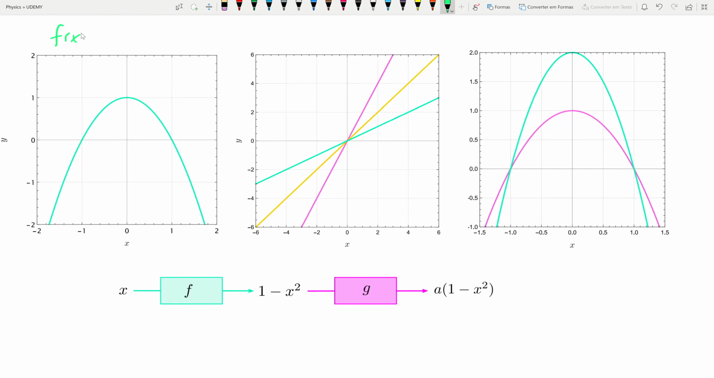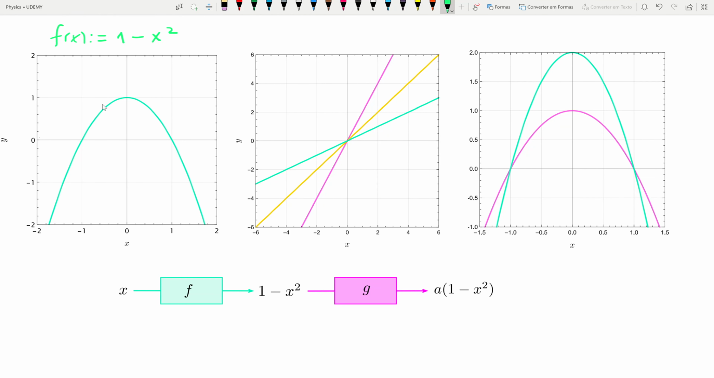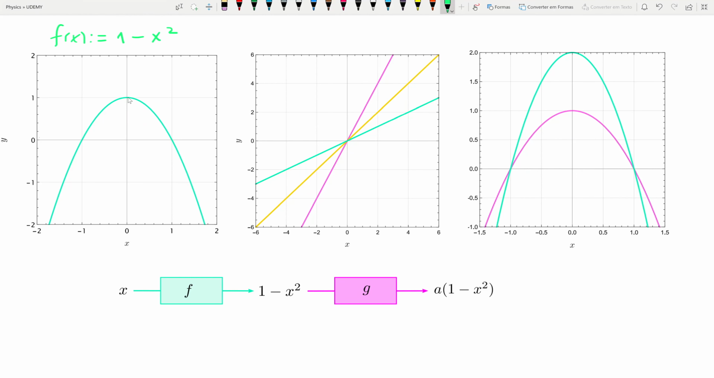The starting function for our first example is a function f of x, which is equal to 1 minus x squared. We already have seen this function, and recall that the graph is given by this mountain. Here's the horizontal axis, here is the vertical axis. The domain of this function is all real numbers, while the range goes from minus infinity up to the top of the mountain, which is at 1.